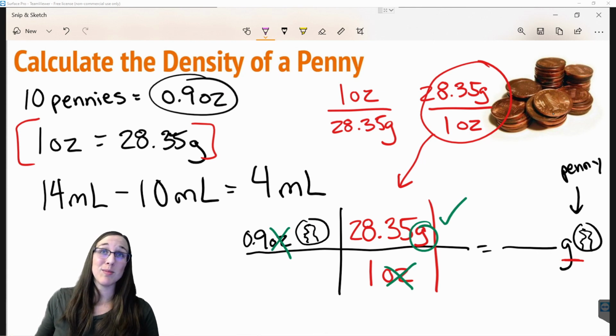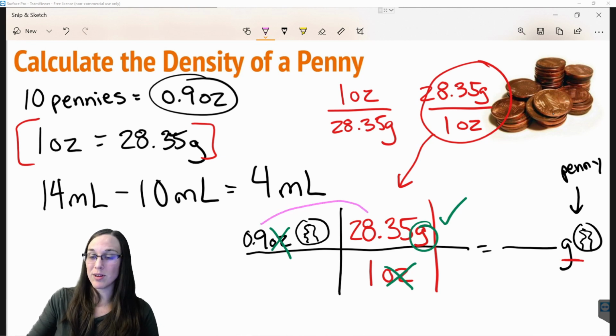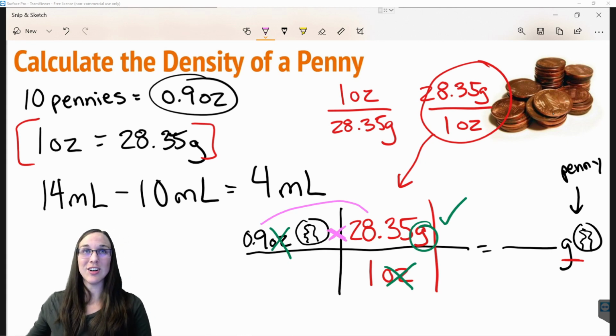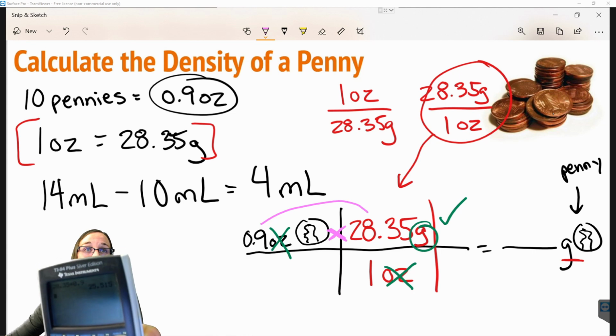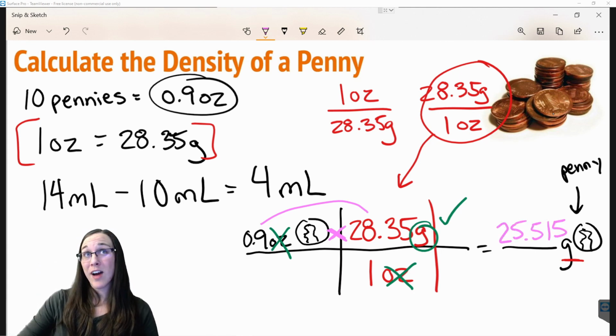Anytime we have numbers next to each other, we multiply them together. We have 0.9 next to 28.35, so we're going to multiply those two numbers together in our calculator. And what we get from that multiplication is 25.515. So we had a mass of 25.515 grams of penny, and that mass moved water 4 milliliters.